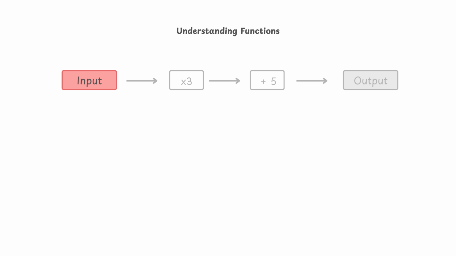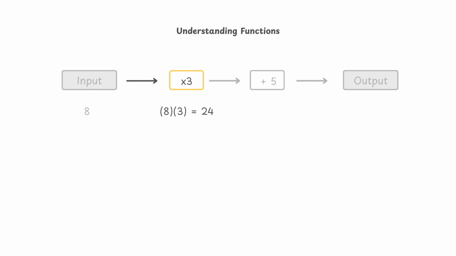We start with the input. In this example, the input is 8. This value enters the function machine. The first thing the machine does is multiply the input by 3. So we take 8 and multiply it by 3. 8 multiplied by 3 equals 24.